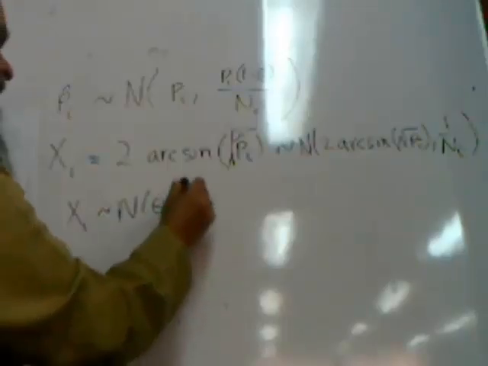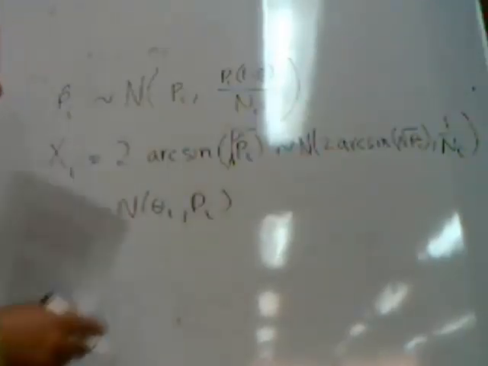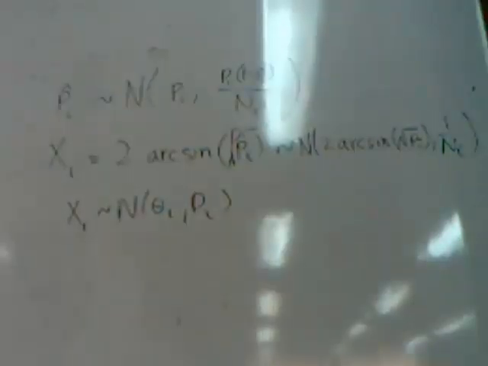So anyway, the thing is that by using this transformation, we can work within the normal framework, which we already know how to do. So now what we can write is that xi is normal with mean theta i and variance di. This is the structure of the problem. Theta i is 2 arc sine square root of pi, but that doesn't matter. It's just theta i, and di is 1 over ni.